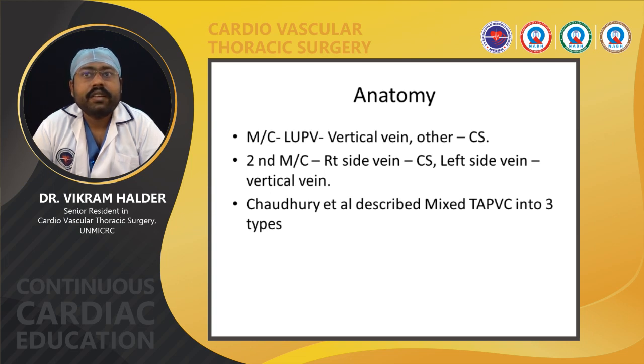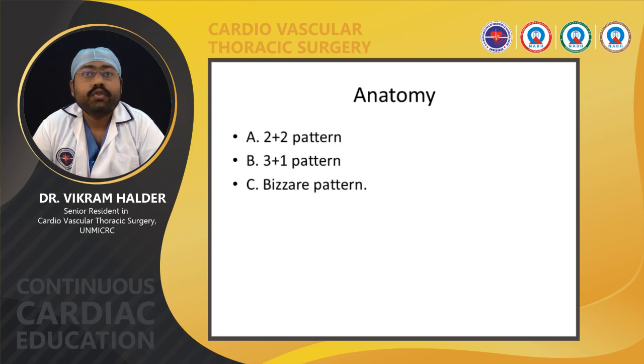Chaudhary et al described mixed TAPVC in 3 major types: the 2+2 pattern, which means 2 pulmonary veins are draining into one chamber and 2 are draining into another chamber; the 3+1 pattern, which means 3 pulmonary veins are draining into one chamber and 1 is draining into the other chamber; and the Bizier pattern.